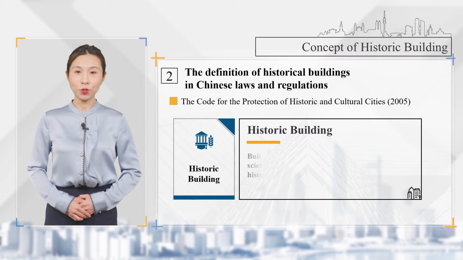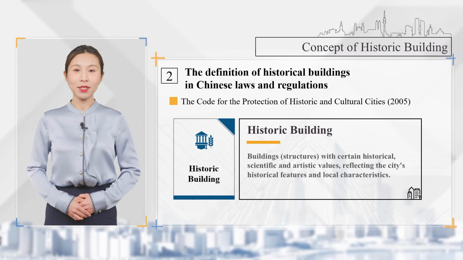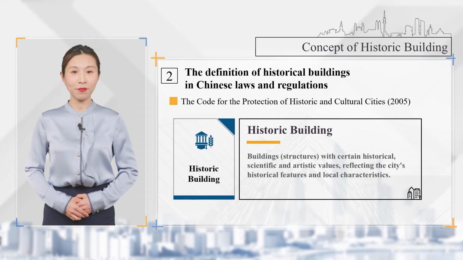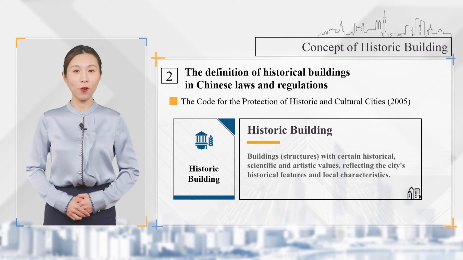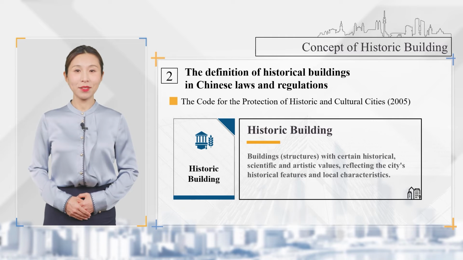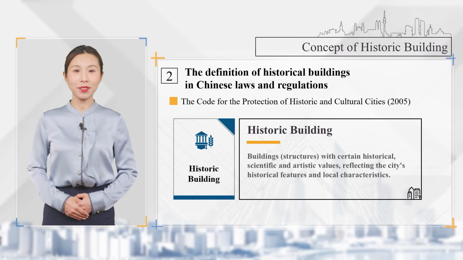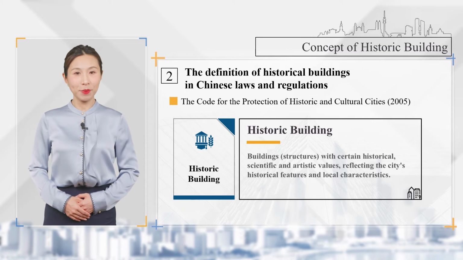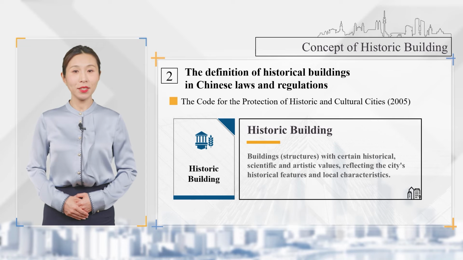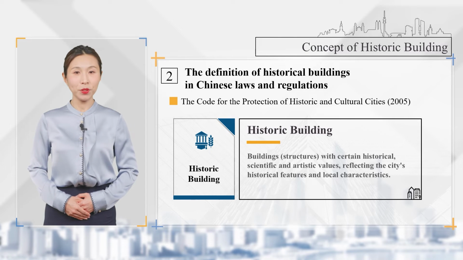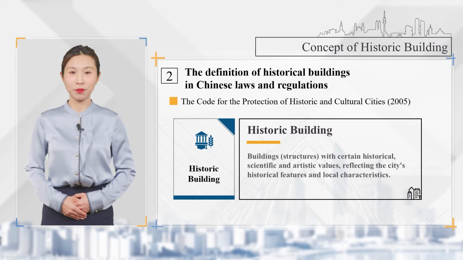In 2005, the Code for the Protection of Historic and Cultural Cities in China defined historic buildings as buildings and structures with certain historical, scientific, and artistic values reflecting the city's historical features and local characteristics. Its protection and improvement is defined as the type of buildings that are lower than cultural relics and protected buildings, and higher than general constructions and structures, and it is clearly stipulated that historic buildings in historical and cultural streets should not be demolished.